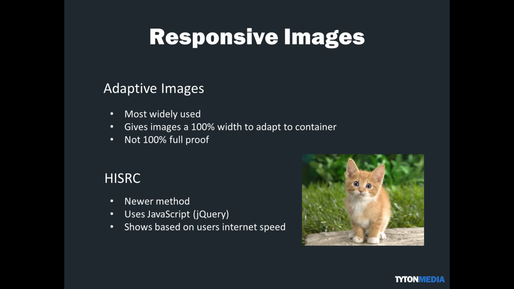Another method that's kind of newer is HiSRC, and this method uses JavaScript, and what it does is it figures out what the user's internet speed is, and it will show images based on their internet speed. So like I was talking about before, where if a website image is trying to load on a mobile and it's large, it's going to take a long time. So what HiSRC will do is if the user is on a mobile device but it's on a fast Wi-Fi connection, it will show the large image that's more high quality. But if they're on, let's say, a 3G connection or even lower, it's going to grab a lower resolution image that doesn't take as long to load.